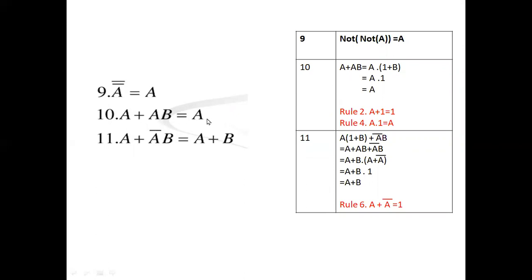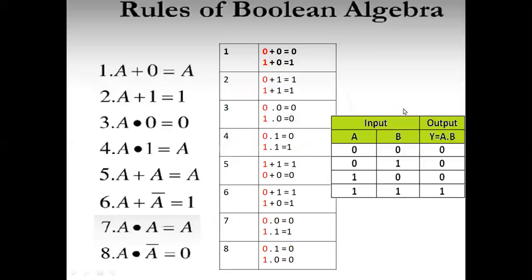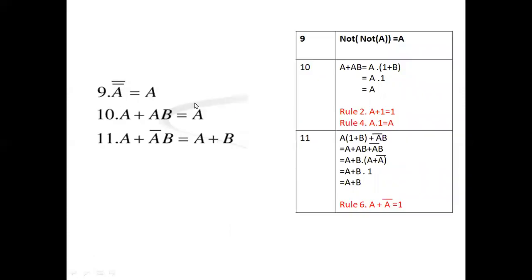Next, A plus AB is equal to A. Let's check that. A plus AB is equal to, you can take A common. So A dot (1 plus B). Here 1 is there, here it is B. We know very well from rule number 2, that A plus 1 is equal to 1. So 1 dot A is equal to A. That is rule number 4, using which A plus AB is equal to A.